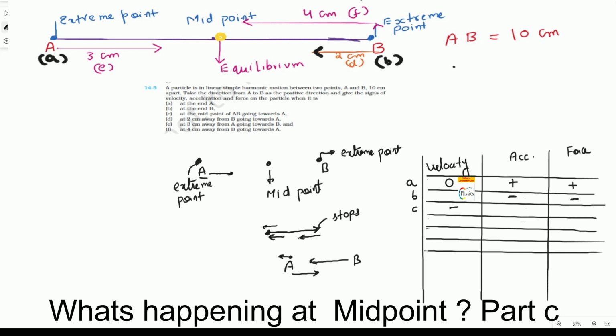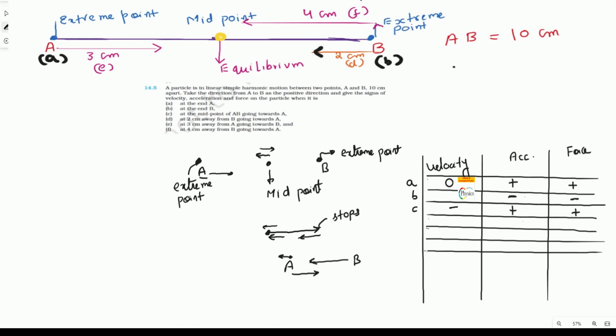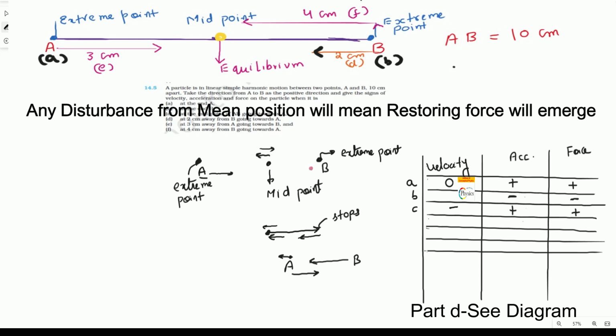And we have to find the acceleration at the midpoint. If it is going in this direction, the acceleration is always opposite. So acceleration is towards this point, so positive, and the force is proportional to it. So force and acceleration carry common signs. At 2 centimeters away from B, going towards A. Let me just show. This is 2 centimeters from A, going towards A. So let's say it is going like this, right? So velocity anyway is negative, because it is B to A.